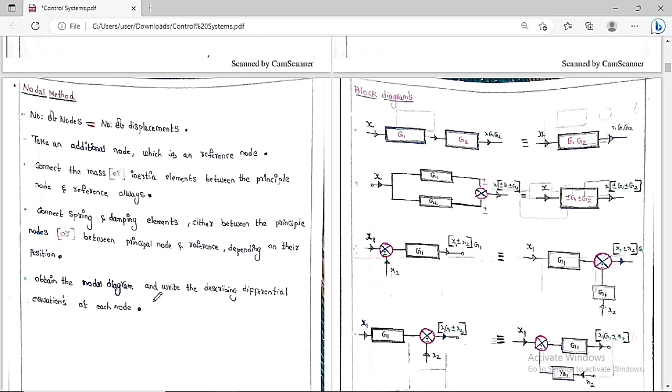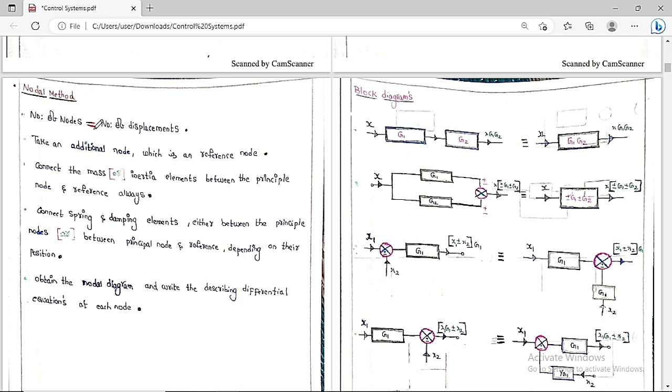Suppose a complex diagram is there. The diagram we can simplify with the help of this nodal method, and then we can write the equations for this analogous system. For this system we can write easily.